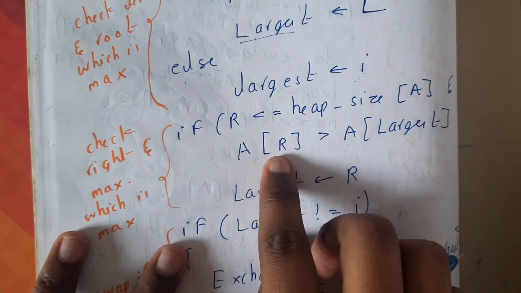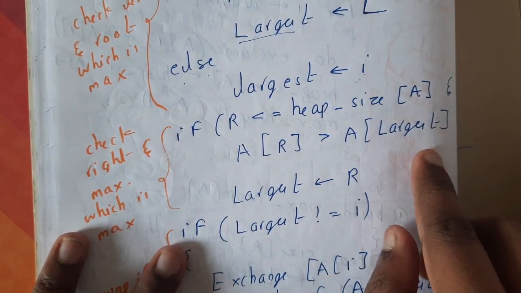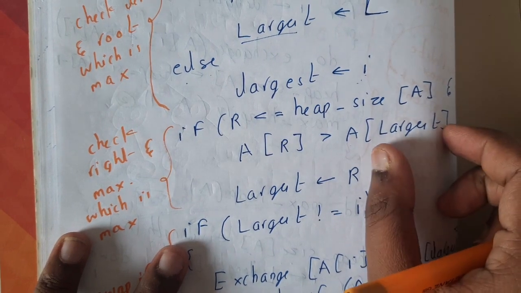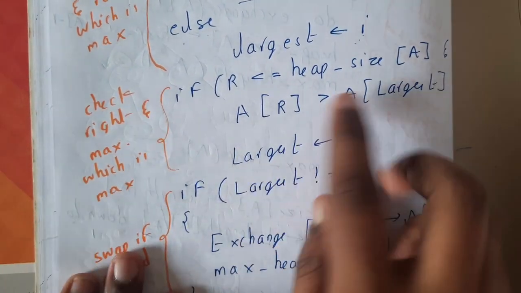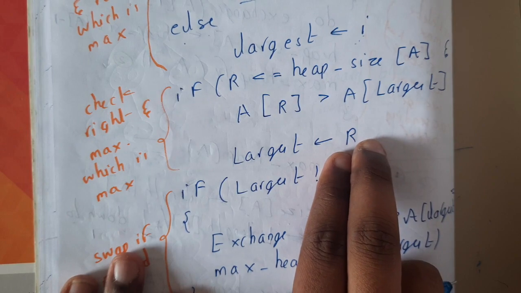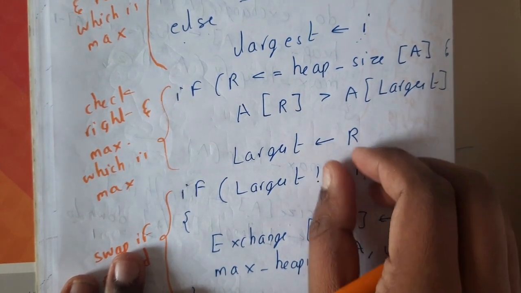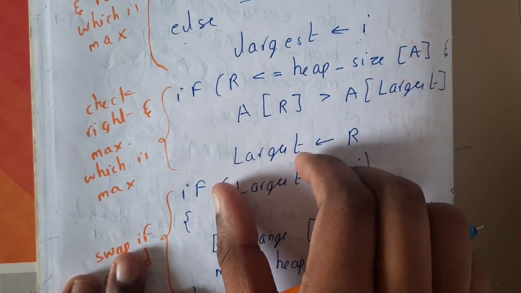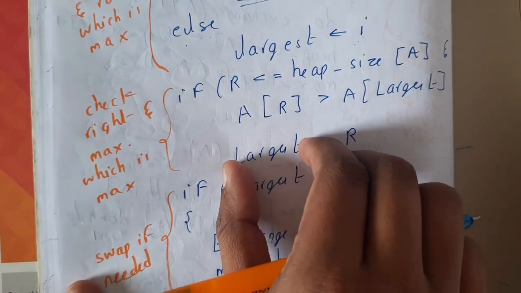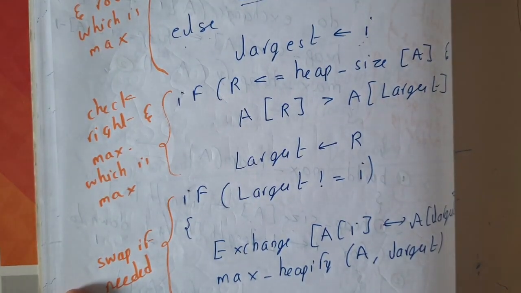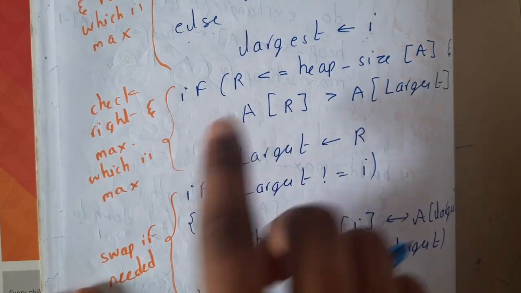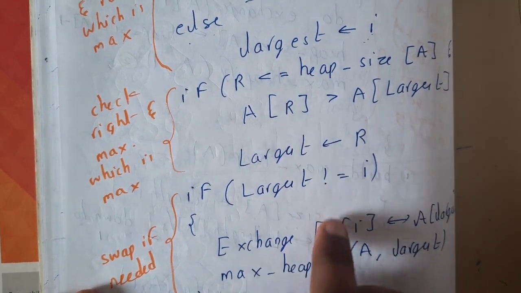Okay. And A of R is greater than A of largest. So the maximum element is again compared here. If it is true, now the largest element will be the right side element. So that right element index will be stored in largest. So finally, we will manage to store the index of the largest element among those 3 elements, like the 3 triangle elements.